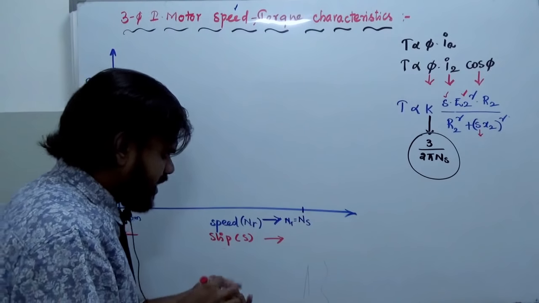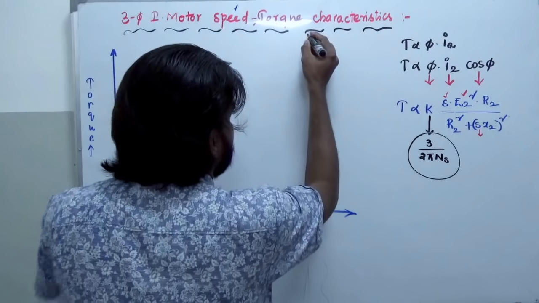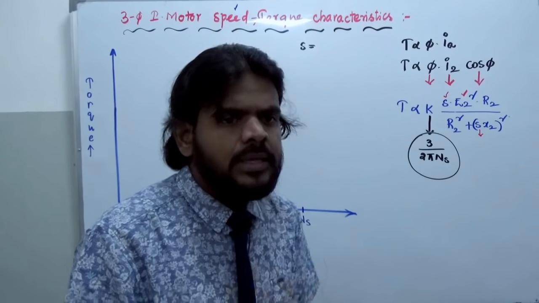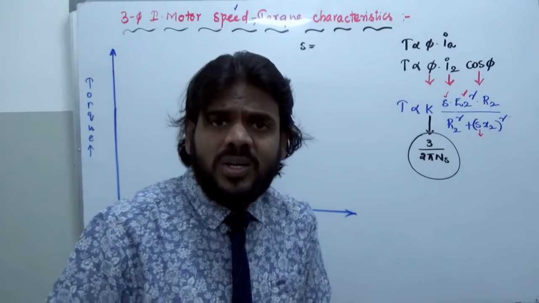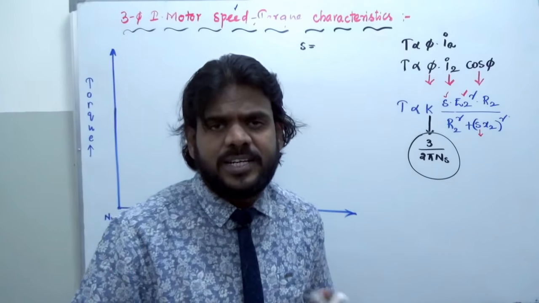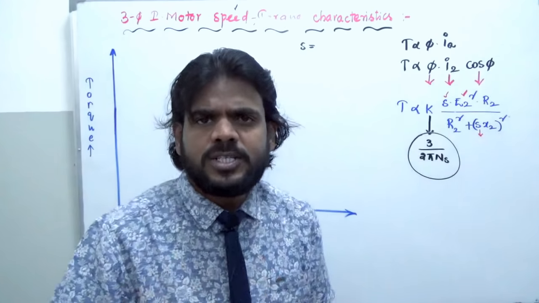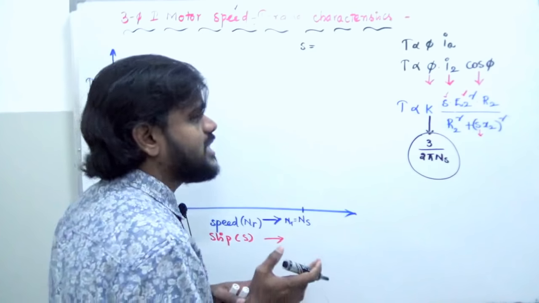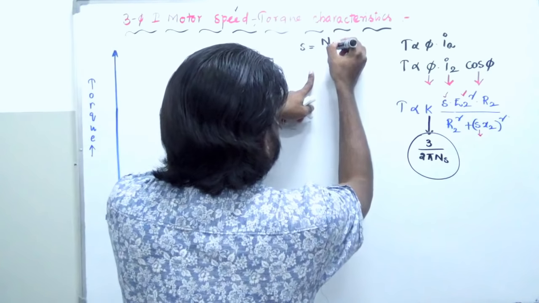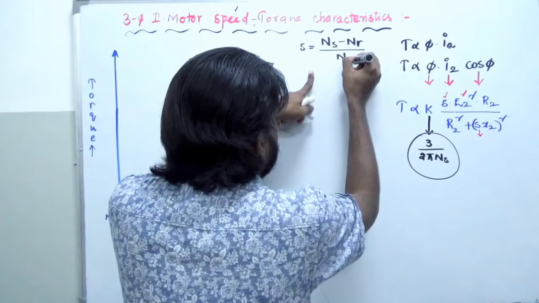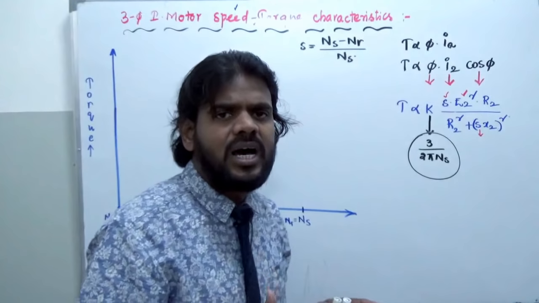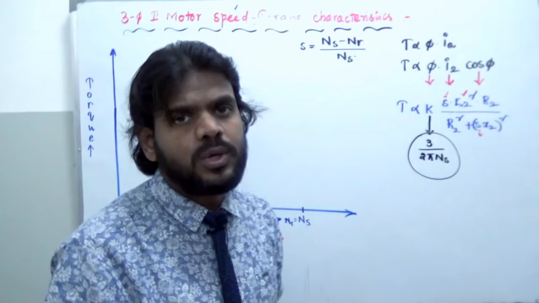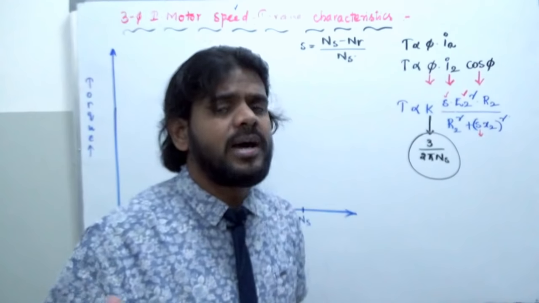Slip is defined as the speed difference. The rotor always slips behind the stator speed, so there is a differential speed, out of which you get a term called slip, and that is defined as Ns minus Nr divided by Ns, where Ns is the synchronous speed at which the stator flux is rotating, and Nr is the speed of the rotor, that is to say the motor.